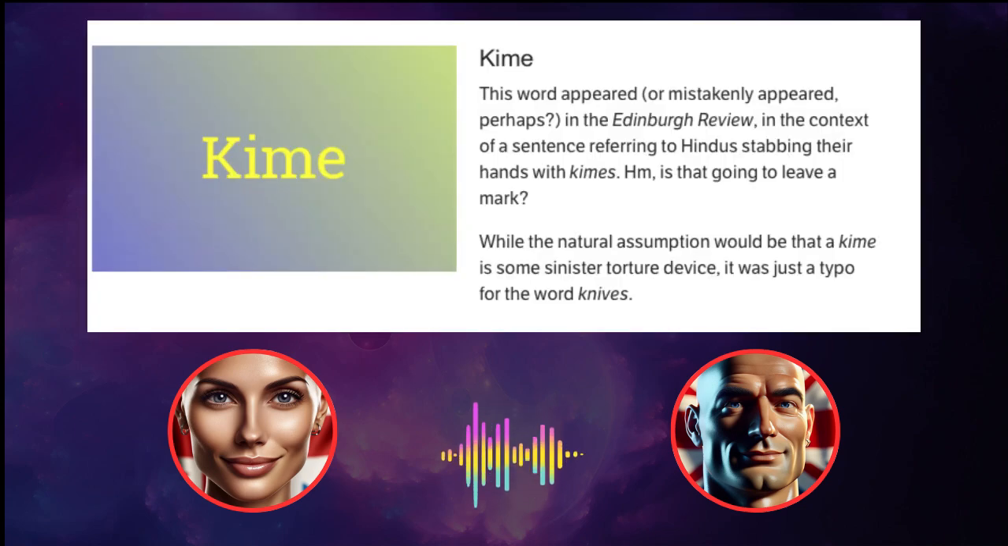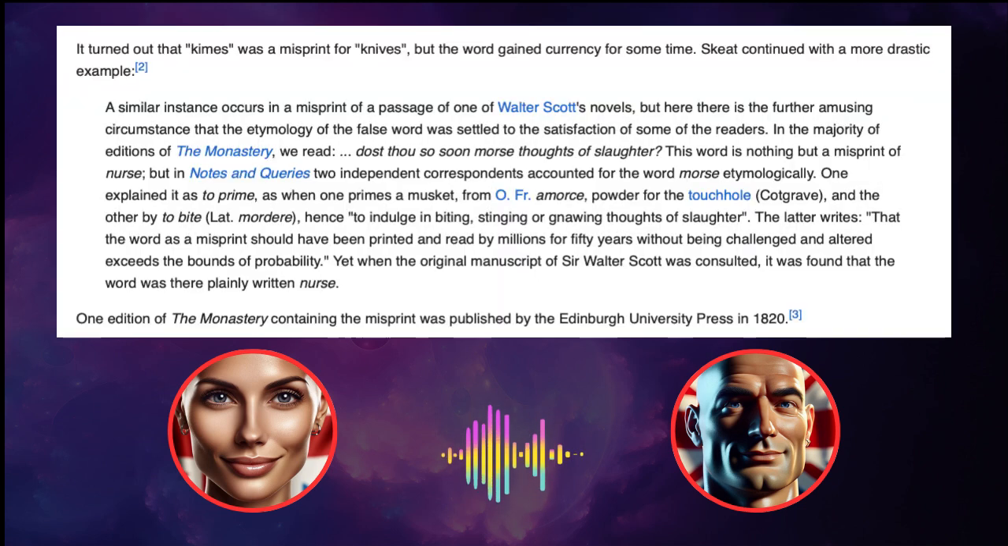One particularly striking example is chimes. This word popped up in a review of a book about Hindu customs. The text mentioned Hindus running chimes through their hands. Okay, that sounds a bit intense. I can only imagine what people thought a chime was. You're not far off. Readers envisioned all sorts of bizarre torture devices. However, it turns out chimes was nothing more than a misprint of the word knives. Wow, so a simple typo sparked imaginations and created this whole concept of a chime. That's pretty amazing. It really demonstrates how context colors our understanding of words. Our brains try to make sense of them, even if it means inventing meanings where none exist.